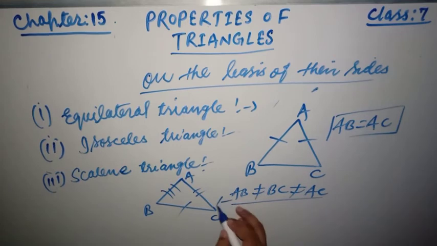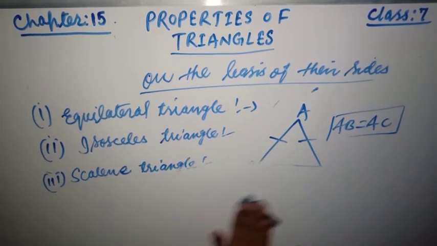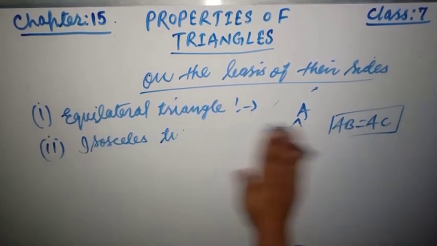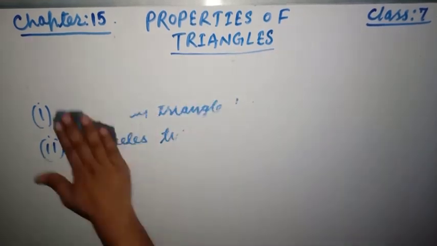Okay, so in this case triangle ABC is a scalene triangle. Once again friends, definition of a scalene triangle: a triangle in which all sides are different is called a scalene triangle. Okay, now friends, move ahead.